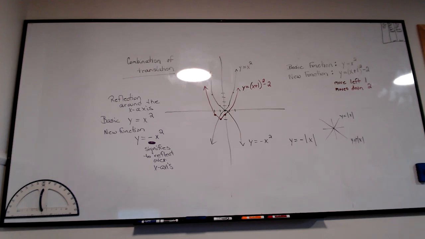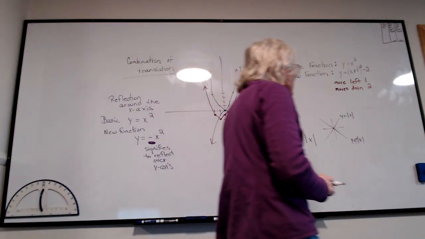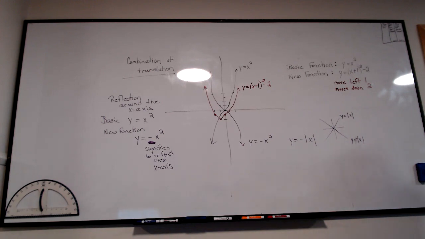Okay? Now, if it's translated, it's probably best to do the reflection first and then translate. Okay? Or you can do the translation, but then the reflection comes around where the vertex is. Okay? It flips it upside down from what it normally would be. Okay? So that's how we do a reflection. The negative in front of the function makes it a reflection.